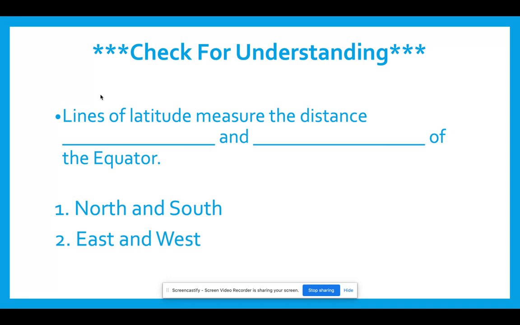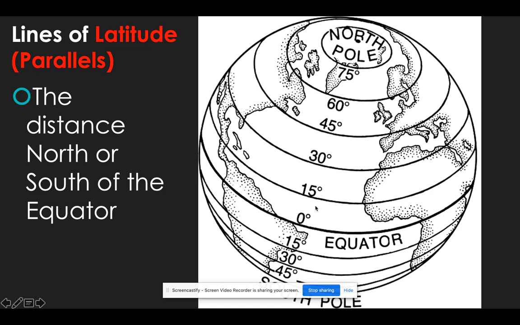So check for understanding. Lines of latitude measure the distance blank and blank of the equator. The lines of latitude measure north and south or east and west. Lines of latitude measure north and south. So if we're looking at just the lines of latitude here, we see that even though they go from left to right, they're helping us measure how far we've gone north of the equator or how far we've gone south of the equator. It's like climbing a ladder. You climb a ladder up and down. So lines of latitude go up and down or measure up and down on a map.